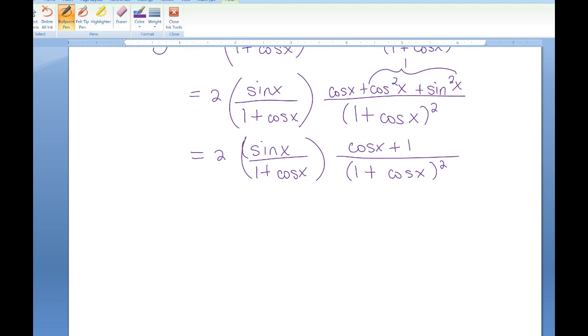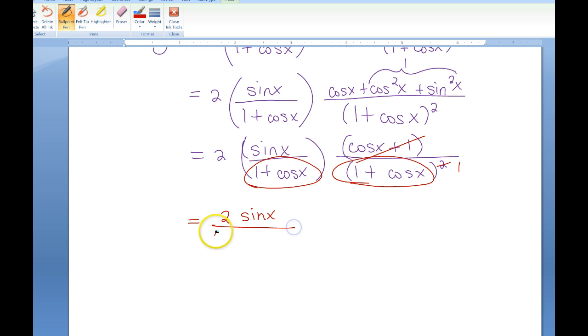Isn't cosine x plus 1 the same as 1 plus cosine x, right? So we're going to cancel this and then make this a 1. Then I can take these two and multiply them together. So I have 2 sine x over 1 plus cosine x squared. The 2 can go out in front. I would be fine with putting the 2 in the numerator. There you go.